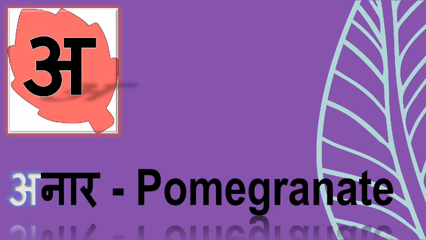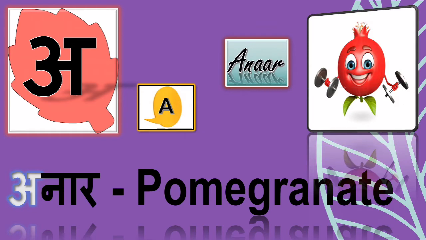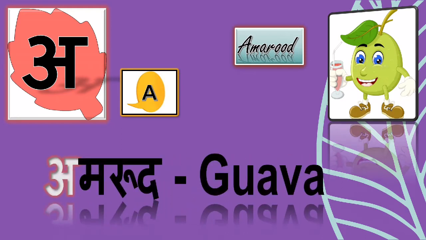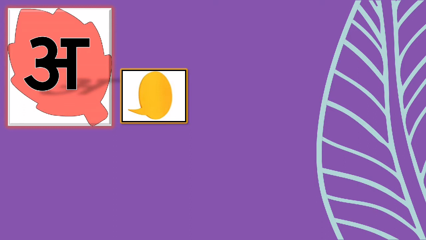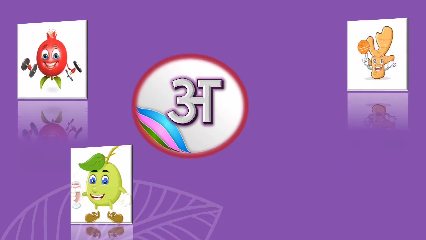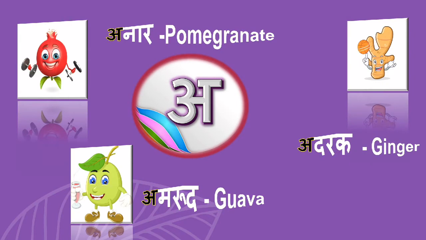Our first word is anar, which means pomegranate. Our second word is amrod, which means guava. Our third word is adrak, which means ginger. Now let us revise all the three words which we have learned. A say anar, A say amrood, A say adrak.